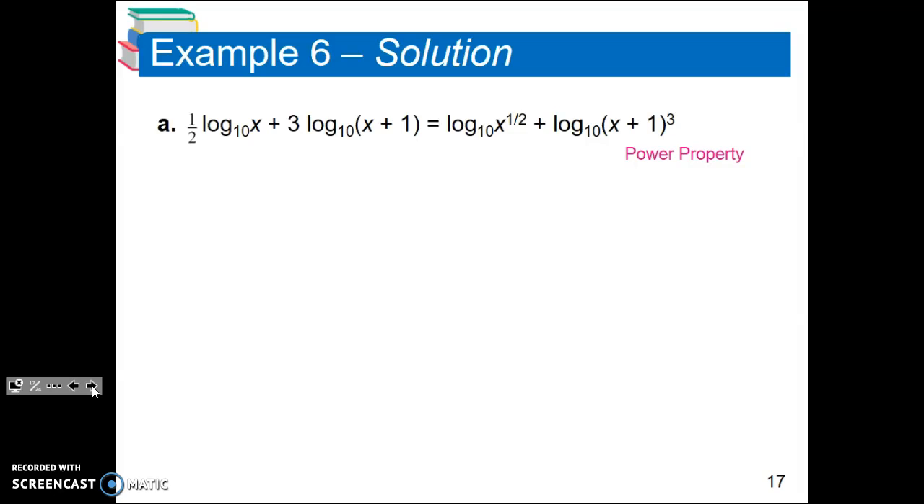Example 6, part A. We start with 1/2 log base 10 of x plus 3 log base 10 of x plus 1. We want to show using the power property. In the first part, we're taking that 1/2. We know when we expanded, that 1/2 became the coefficient. When we condense, we know that 1/2 has to go back to its original place as the power of x.